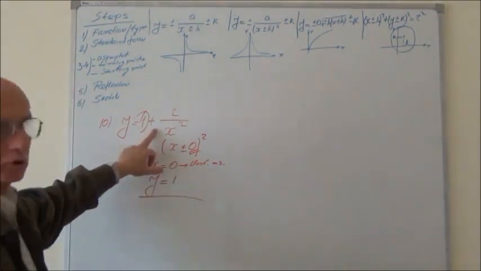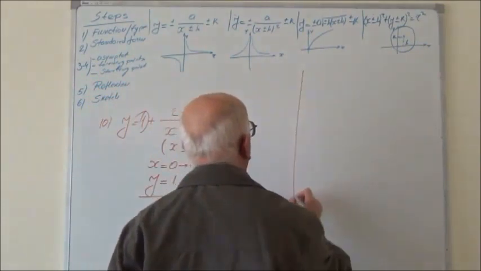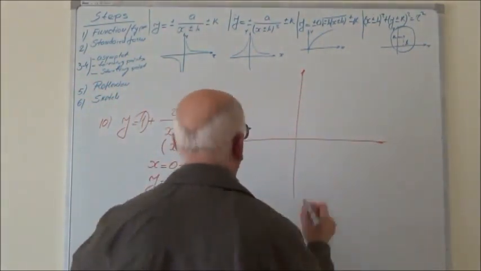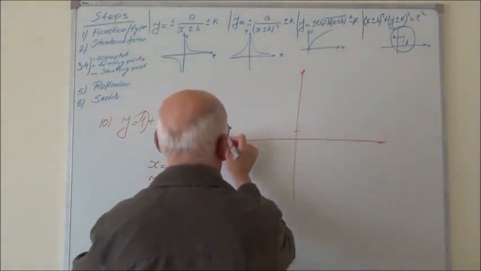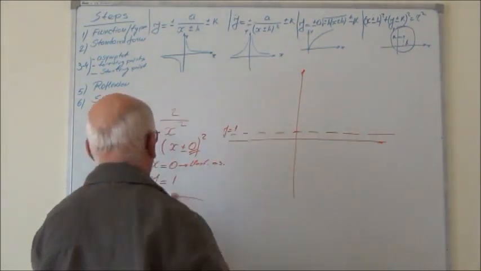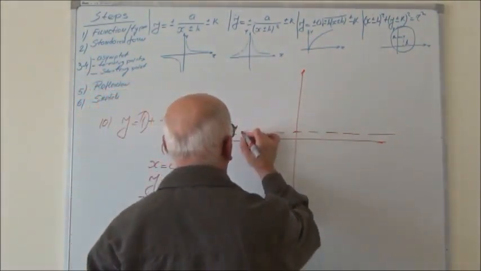Do we have reflection or not? No, definitely not, because it's plus. And a very simple graph, just one asymptote, horizontal, of y equal 1, and we are placing this graph here.